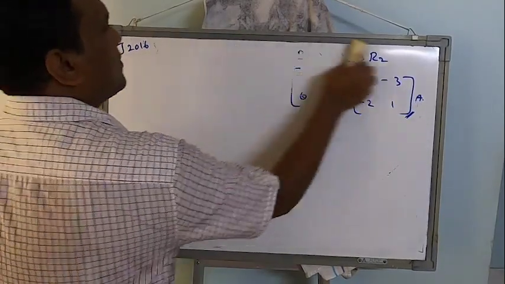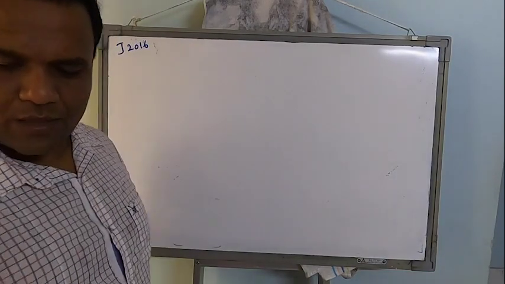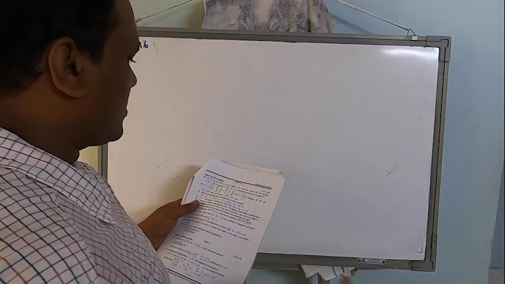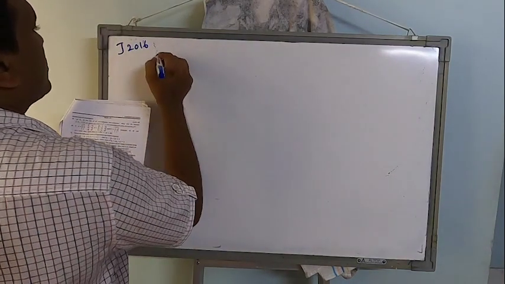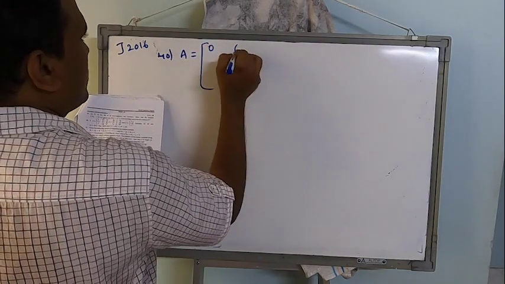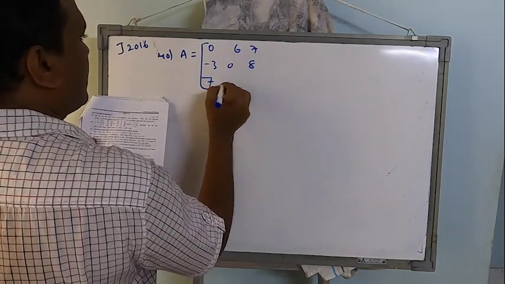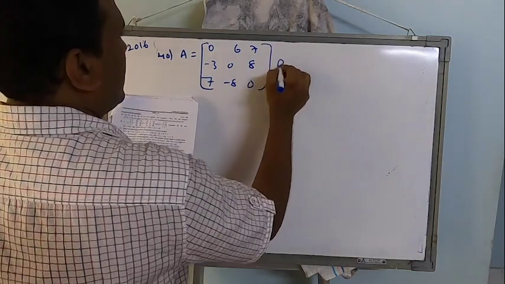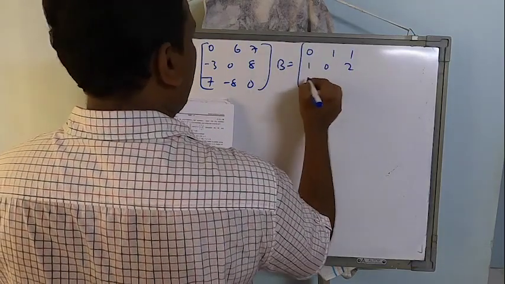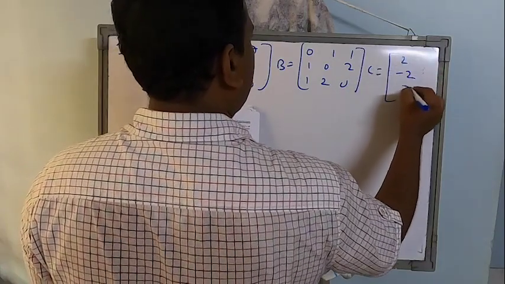So that is the 3 marker. So let's see for 5 mark what has been asked. In the same here for 5 mark, the problem was just now we have discussed similar to this. Problem number 40, A is equal to [0, 6, 7; -3, 0, 8; 7, -8, 0], and B is given as [0, 1, 1; 1, 0, 2; 1, 2, 0], and C equal to [2; -2; 3].